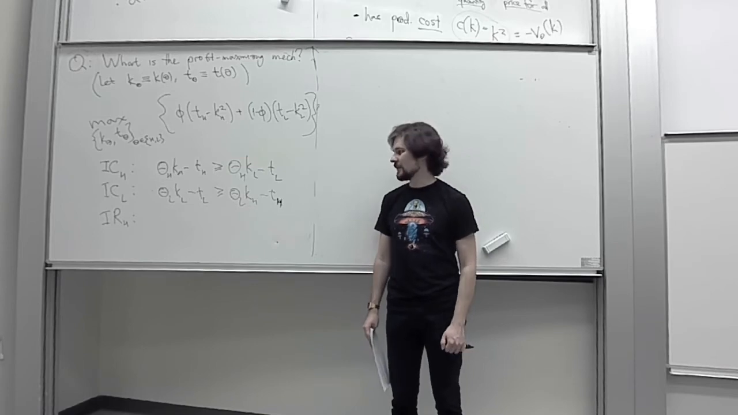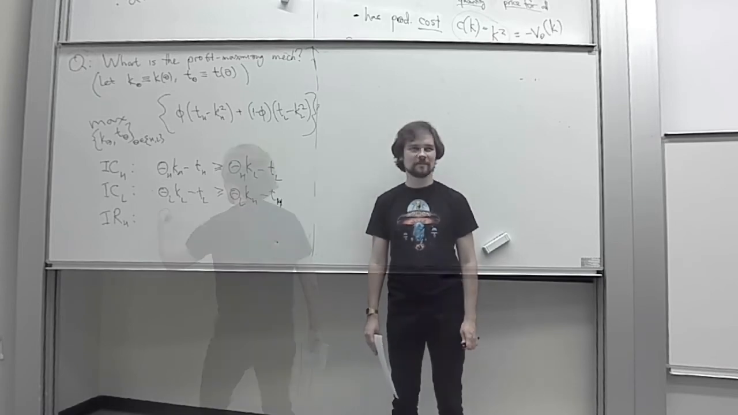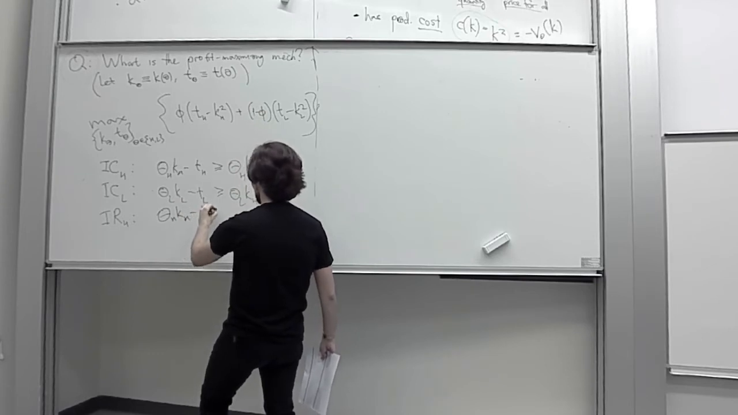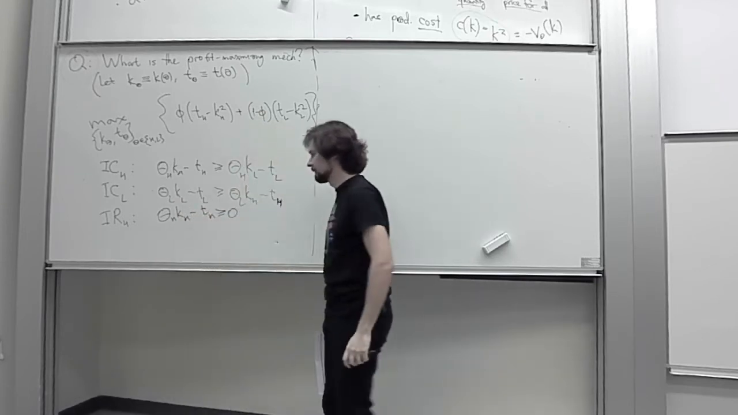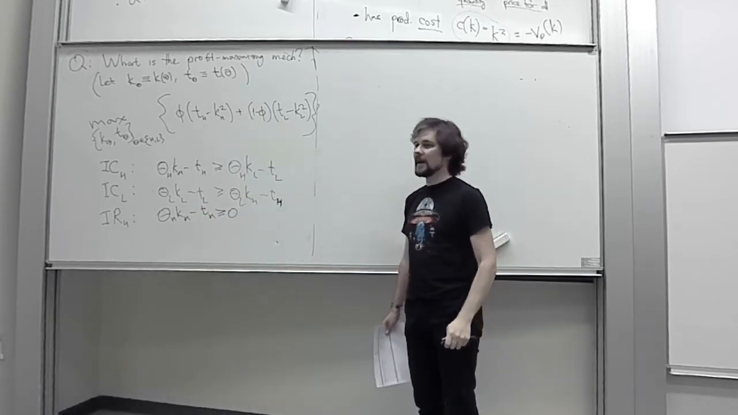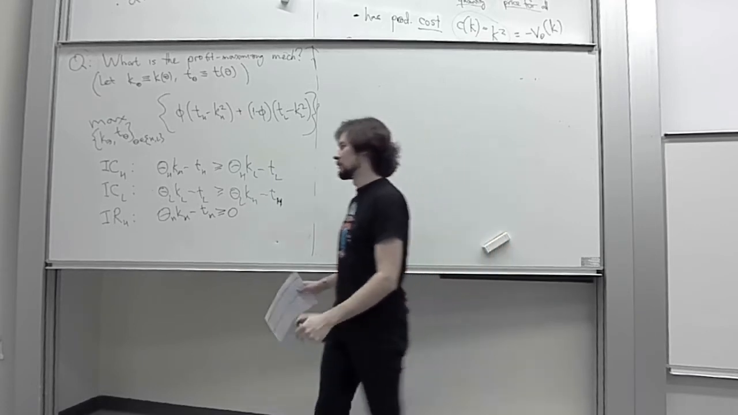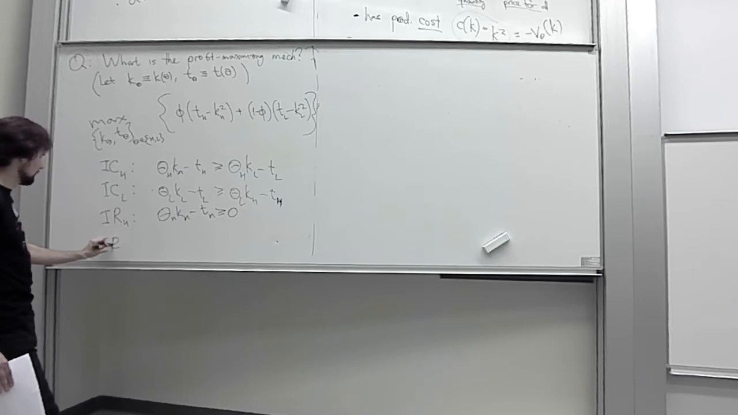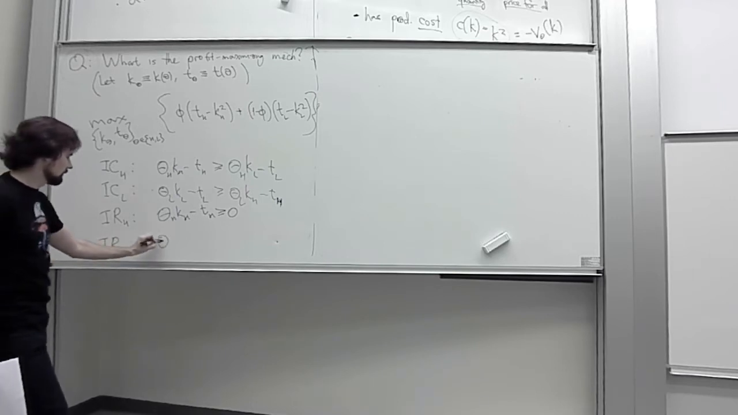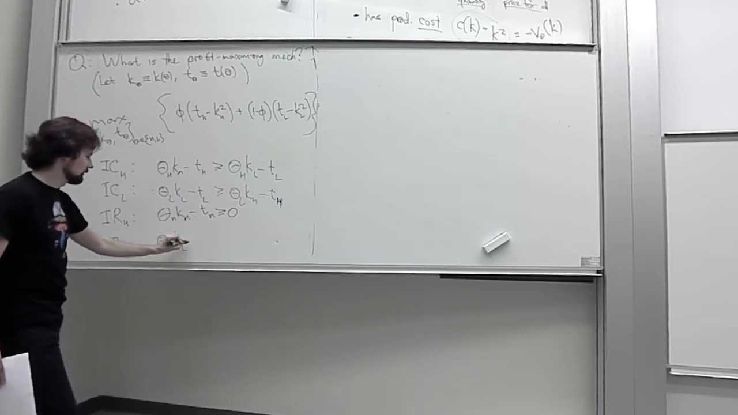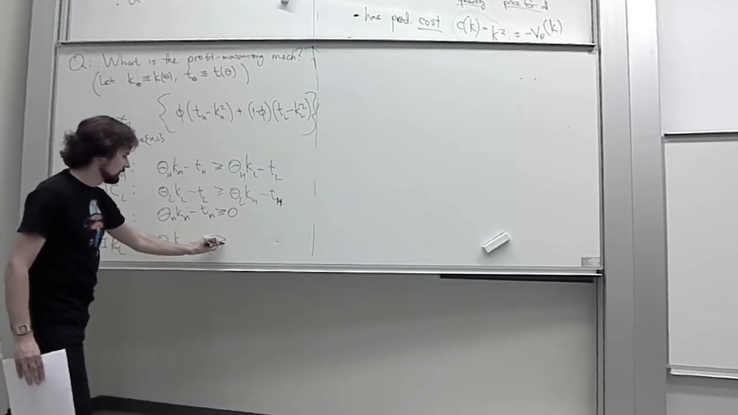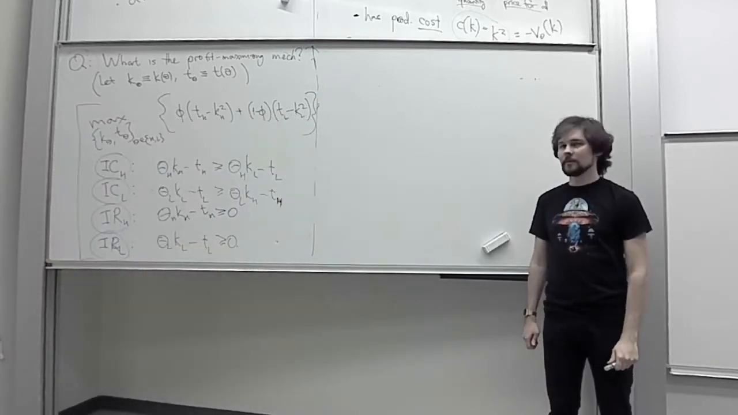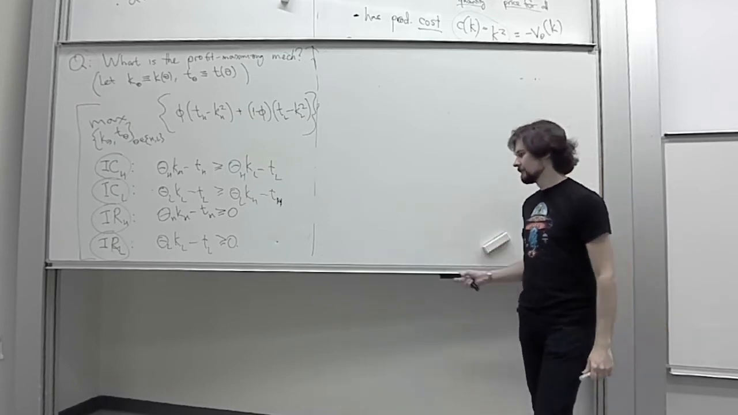How does the IR condition look for the high type? Exactly. The utility that the high type gets in equilibrium, if it tells the truth, should be weakly positive. And the same for the low type: IR for the low type, theta L times KL minus TL, should be weakly positive. Good, then let's solve it.